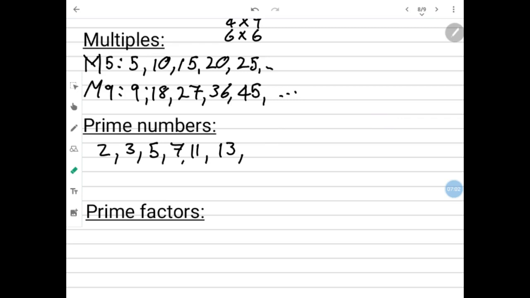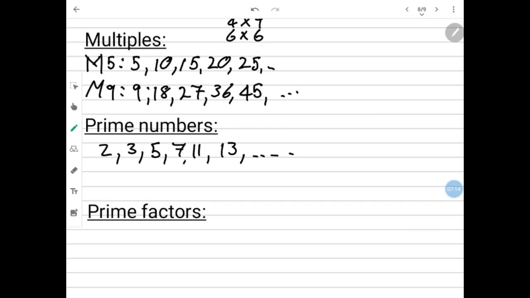I'm just going to stop there with prime numbers. The important thing about prime numbers is that only the number itself and 1 can go into it. Then it's a prime number. So what is a prime factor? If we look now over here, what is a prime factor?